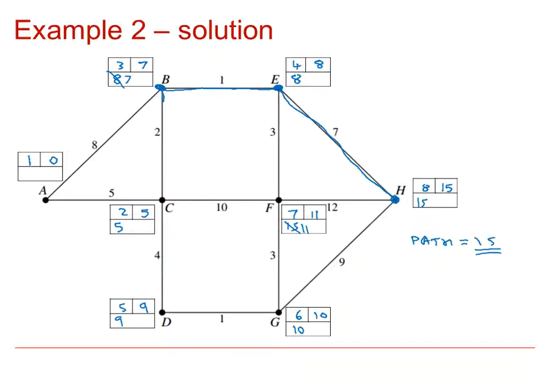If I took the 7 and take away this 2, I could have travelled from C, which was 5. How did I get to C at 5? 5 take away 5, I could have started from A, which was 0. So my route is A, C, B, E, H, with a value of 15.